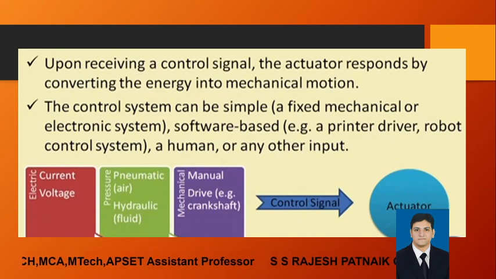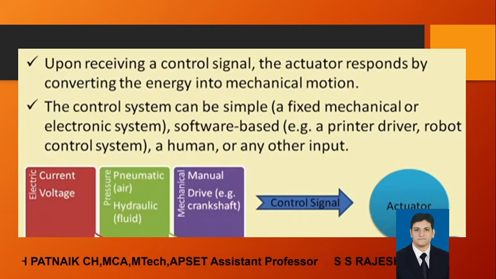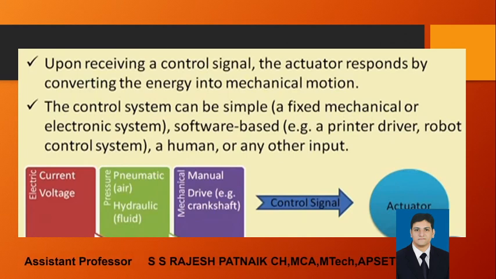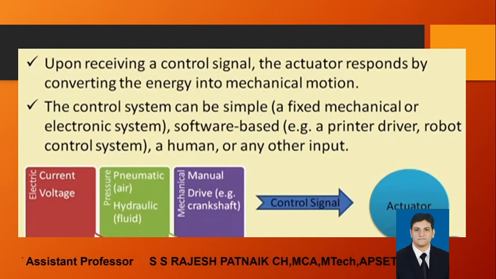In the second point we are understanding the control system can be simplified. That means a fixed mechanical or electronic system. Here, from electronic current voltage we can send the signals to the actuator. That means it sends the control signals to the actuator. And otherwise the pneumatic air signals, like the temperature and other weather reports we are getting, that is the example for that. Air-based control signals we can send, or hydraulic-based, that means fluid-based control signals we can give to the actuator to perform a particular task.